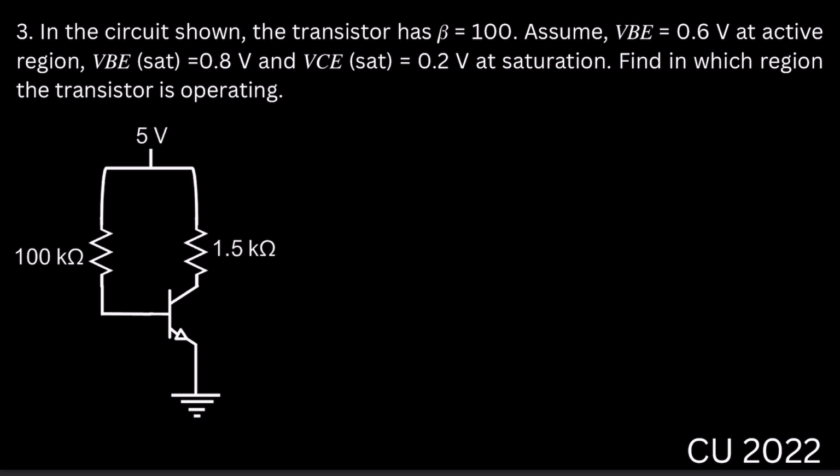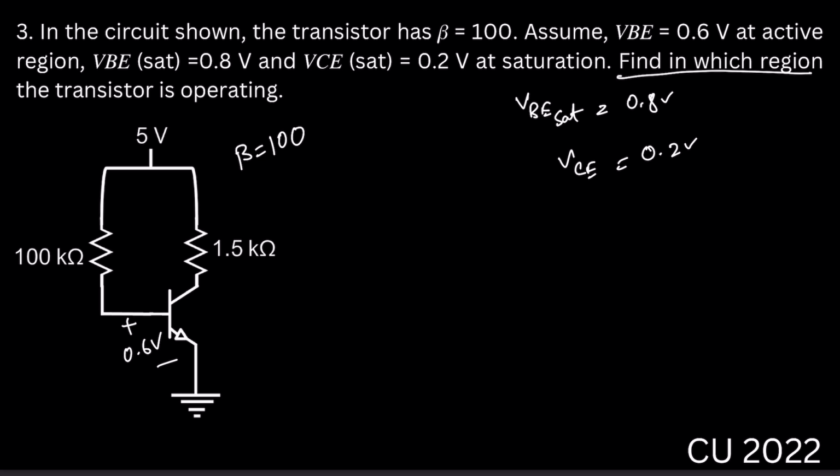You can see this is a fixed bias circuit, right? And they ask here, beta is 100 and assume VBE is, this is VBE, right, 0.6 volt. Okay, and they provided VBE saturation is 0.8 volt and VCE saturation is 0.2 volt. Find in which region the transistor is operating. So let's assume the transistor is operating in the active region.